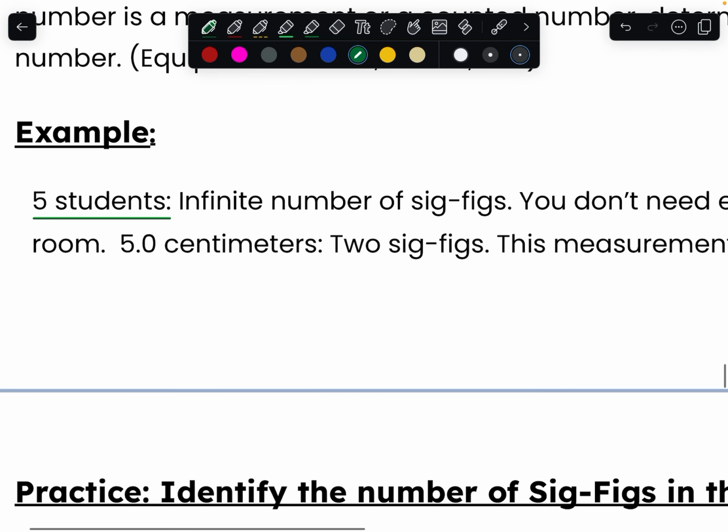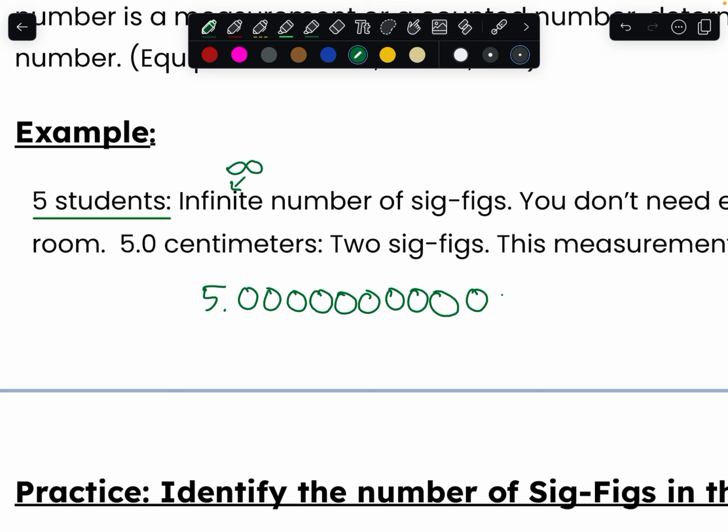5 students is infinite, and we can draw the infinity sign as like a sideways 8. That was a quite bad drawing there, but if I go a little bit more sideways, there's that infinity sign. The reason it's infinite is because in my classroom, if I have 5 students, I know for certainty, right? I don't need a measurement device to tell me that out to a million zeros, I know there's exactly 5 students standing there in front of me, okay?